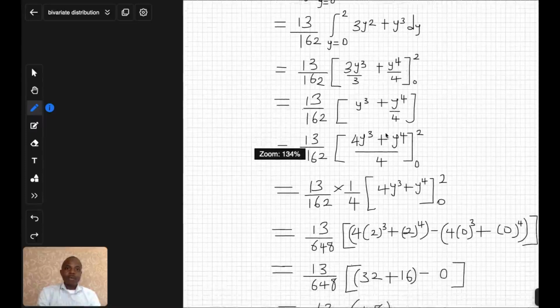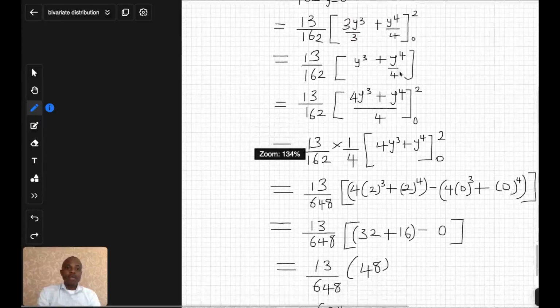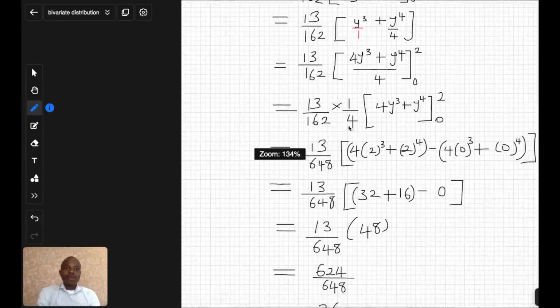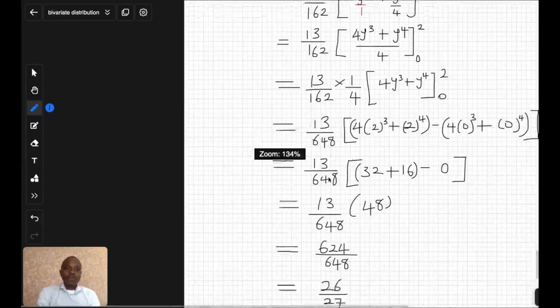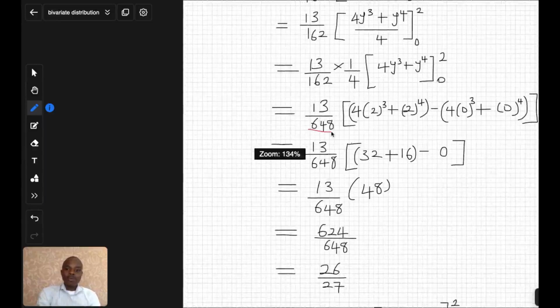And then this will cancel this. So you are going to have y cubed plus y raised to the power of 4 divided by 4. Now we identified the LCM to be 4 in this case. So this is over 1. 1 divided by 4 becomes 4, multiplied by y cubed, that gives you that. And this one, 4 divided by 4 is 1, 1 multiplied by y raised to the power of 4, you get this. Now we bring 1 over 4 out, multiply this, that becomes 13 divided by 648.